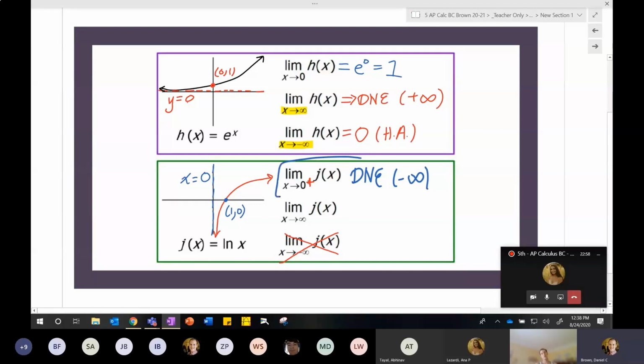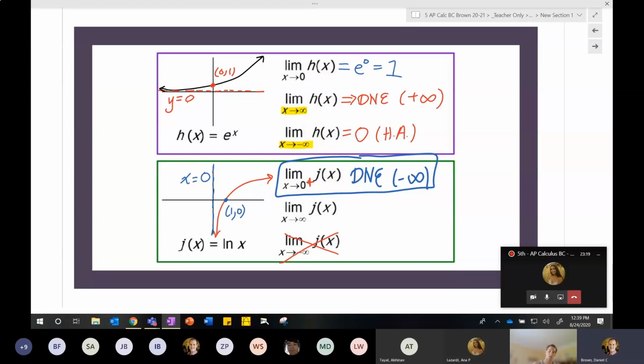I'm going to put a box around this because natural log shows up a lot, and I just want you to go ahead and commit to memory, if you haven't already, that the limit as x goes to 0 from the right of natural log of x does not exist because of negative infinity. That negative infinity is important for some things we'll see later this period.